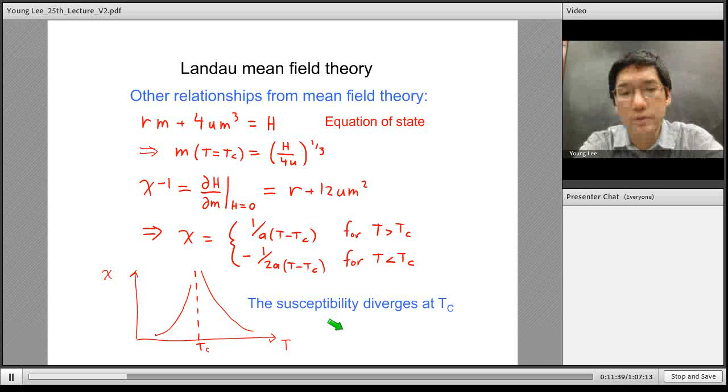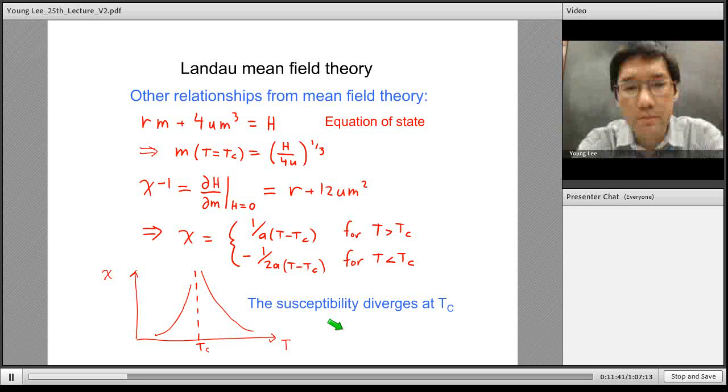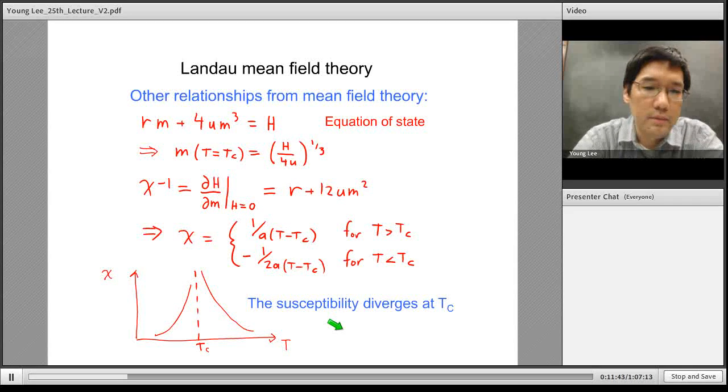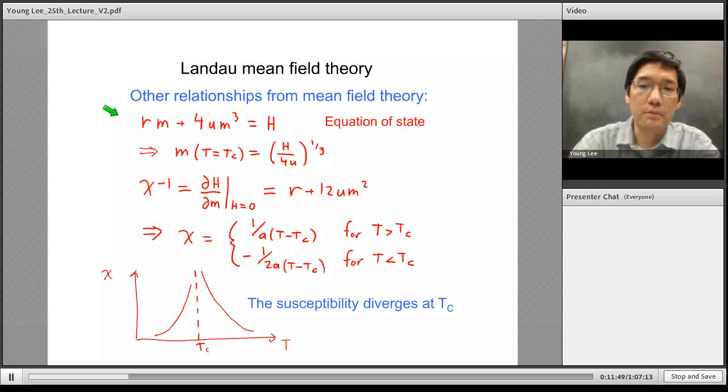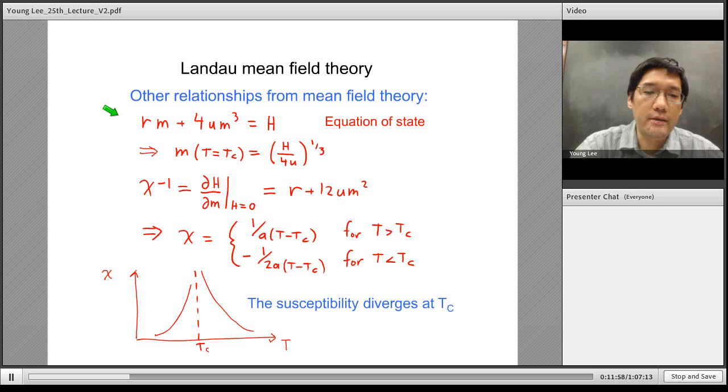Okay, so let's continue a little bit more in Landau mean field theory. We can derive some other relationships. This top relationship again comes from just minimizing this free energy. You essentially get an equation of state. And from this relationship at T equals Tc, you get a relationship between the order parameter at Tc and H, and it has this 1/3 exponent here.